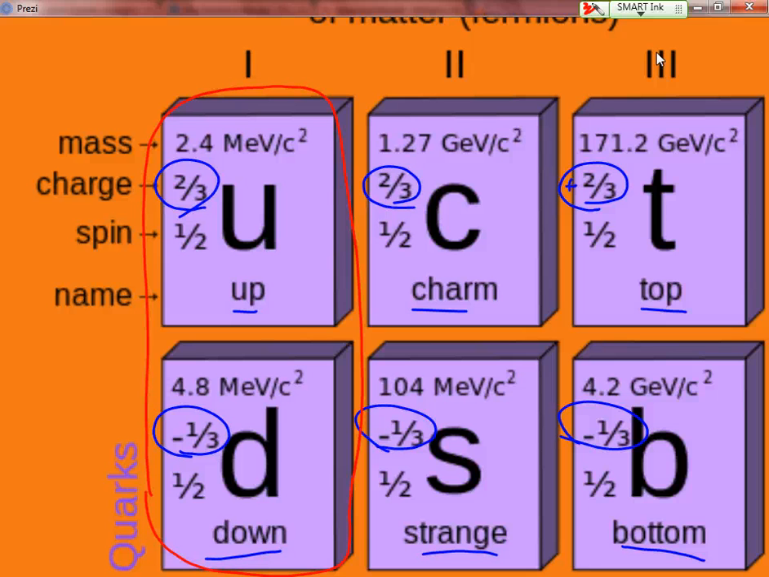And notice as we go through each family or generation, generation 2 has a larger mass, and generation 3 has an even larger mass than before. The fact is those extremely large masses make them unstable, and they break down very, very quickly, which is why we don't really see them in everyday matter. But through certain collisions, we're able to create these different types of quarks within the Standard Model.